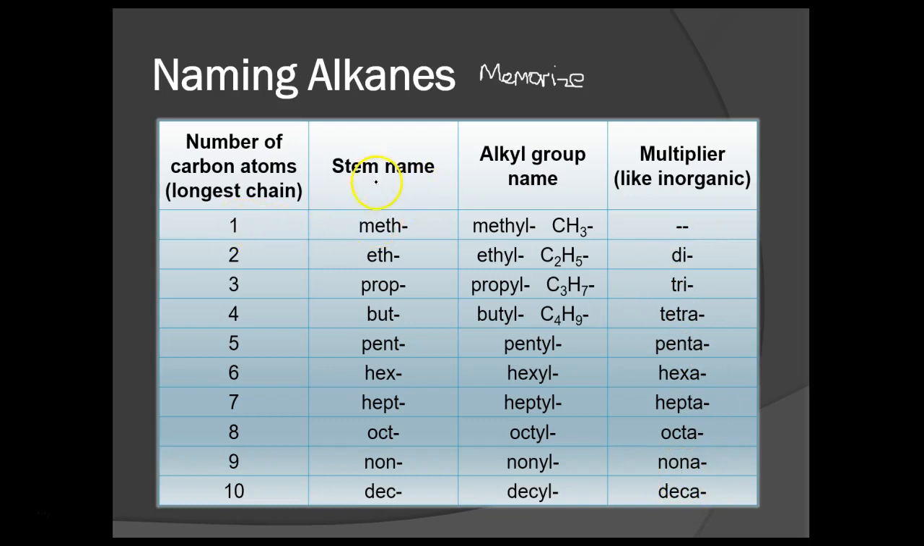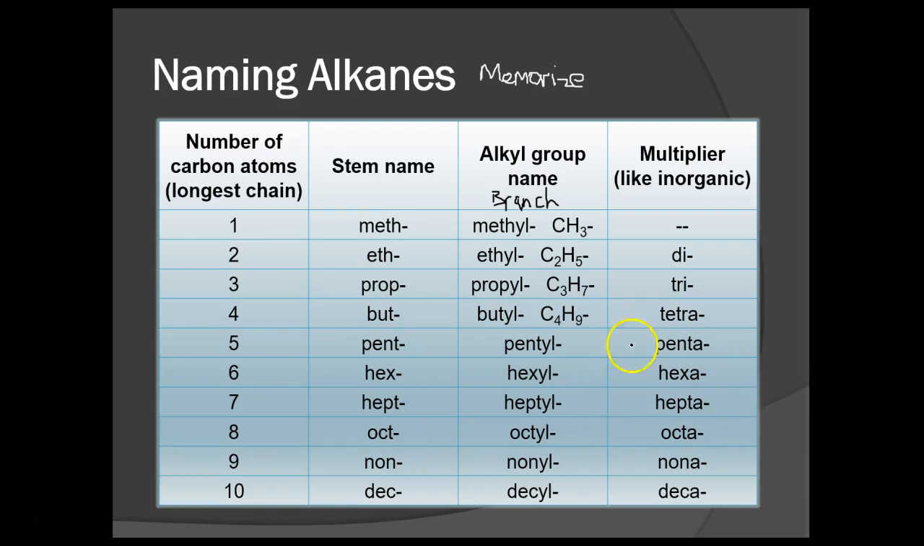So if we had a 1-carbon compound, it would be a meth something, methane, for example. If we had a 1-carbon branch, it would be a methyl branch. Remember the alkyl groups, these are the branches coming off of the compound, and these are the actual roots or stems of it. A 2-carbon stem is an eth something, 3 is prop, 4 is but, 5 is pent, 6 is hex, 7 is hept, 8 is oct, 9 is non, and 10 is dec.